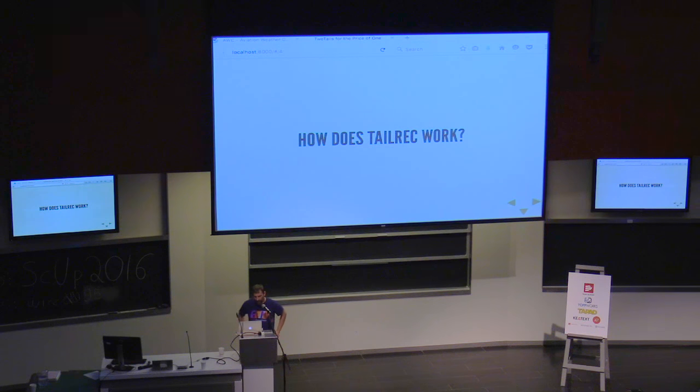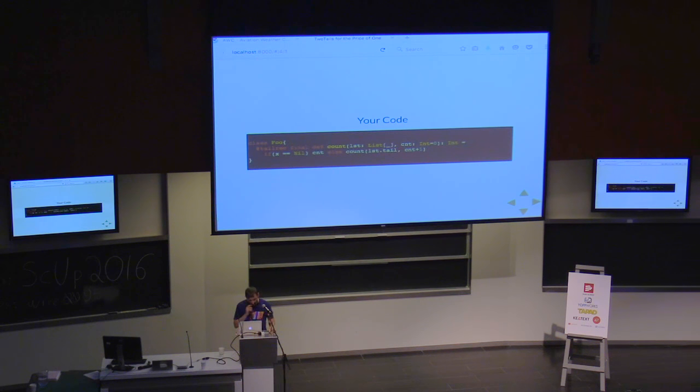So how does tailrec work? How does mutual rec work? So let me compare and contrast. So this is your code. You wrote this. This tells you the size of a list because somehow you didn't know to do .size. It's great.